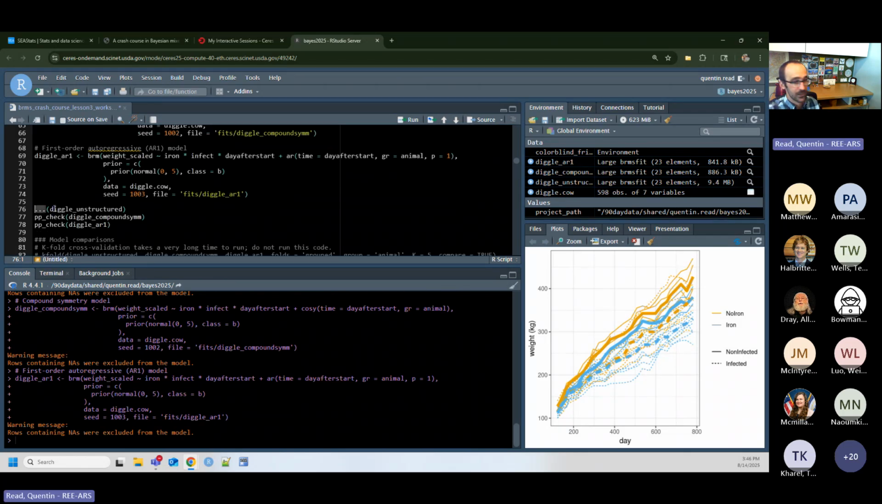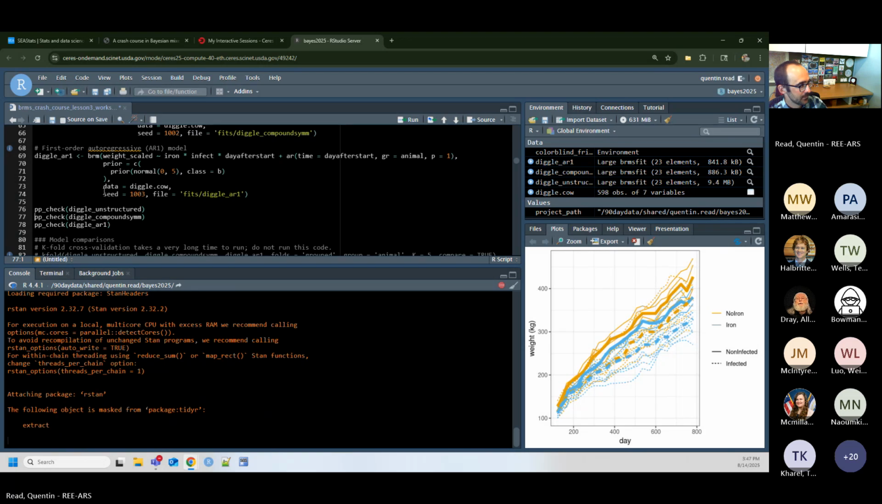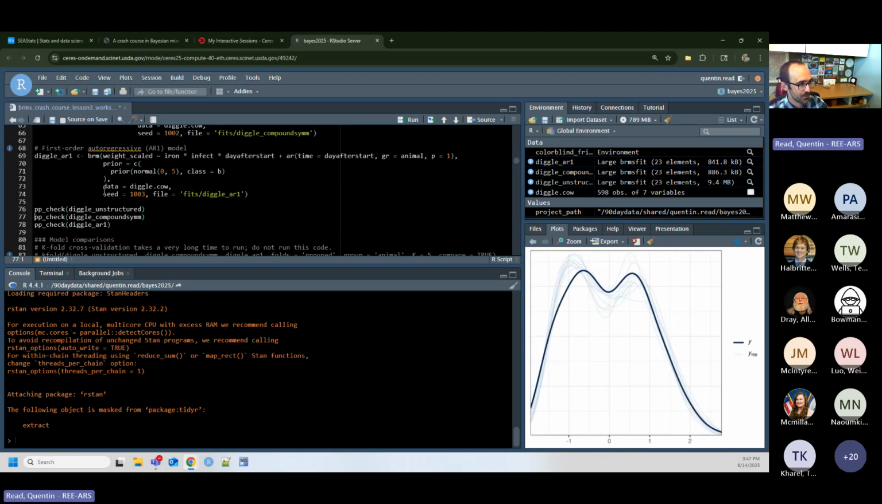Let's go ahead and run the posterior predictive check plots to at least give us a quick check of whether the shape of the data is recreated by the model. PP_check. We'll do that on each model. Here's the unstructured model. That looks pretty good. There's sort of a bimodal distribution in the data, which I think are the healthy and sick animals, and it's capturing the shape quite well.